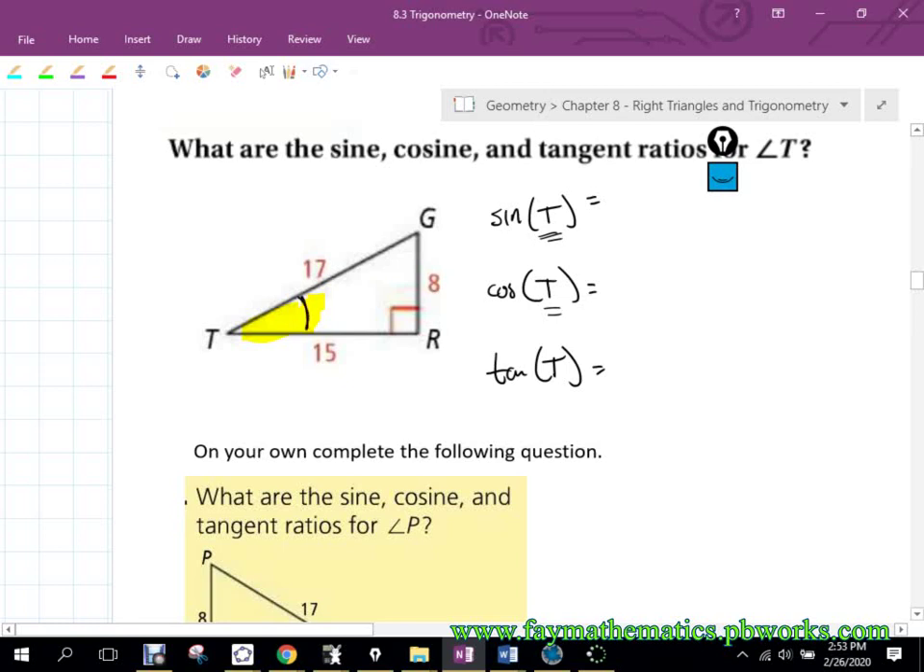So once I look at angle T, I'm going to go through and label these sides. What would 8 be? Is that the opposite, adjacent, or hypotenuse? Angle T, is that opposite, adjacent, or hypotenuse?